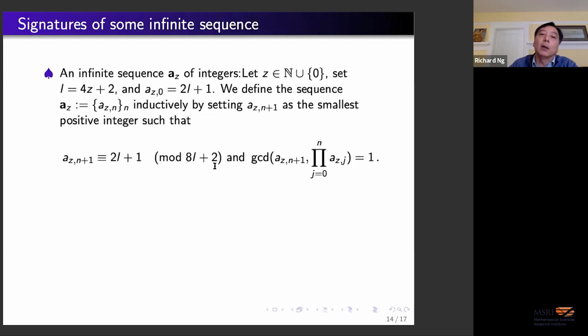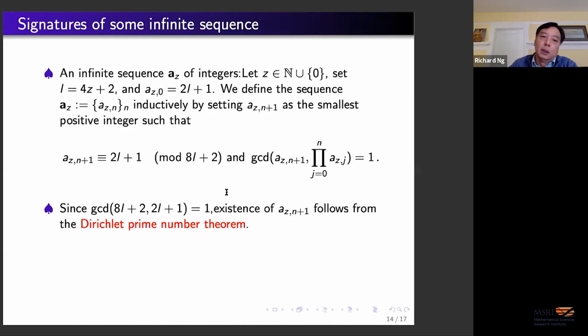Why can I always get such a thing? Just because of Dirichlet's theorem. It's easy to see that the GCD of 8L plus 2 and 2L plus 1 is 1, so they're relatively prime. Then you apply Dirichlet's theorem on primes in arithmetic progressions, and you can get an infinite sequence of primes satisfying this condition. So in particular, I can always proceed to find the next one, a_{z,n+1}. This is all because of Dirichlet's theorem.